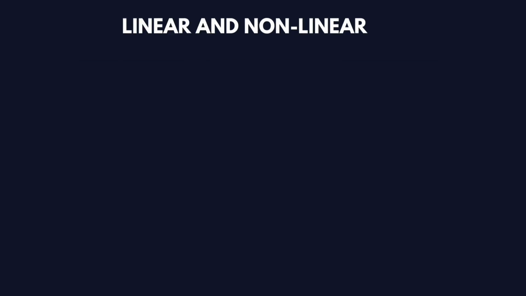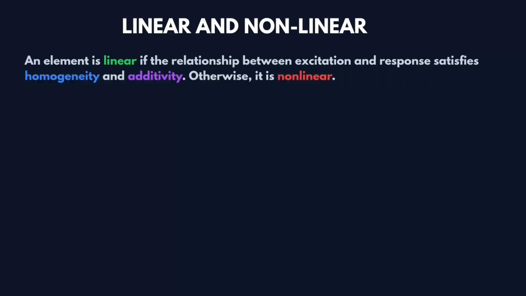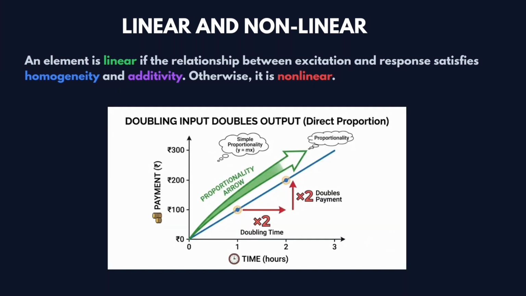Next, we have linear and nonlinear elements. An element is linear if the relationship between excitation and response satisfies homogeneity and additivity. Here, excitation is nothing but input and response is nothing but output. To understand this, imagine a person earning 100 rupees per hour. If 1 hour gives 100, then 2 hours give 200. When output changes proportionally with the input, that property is called homogeneity.